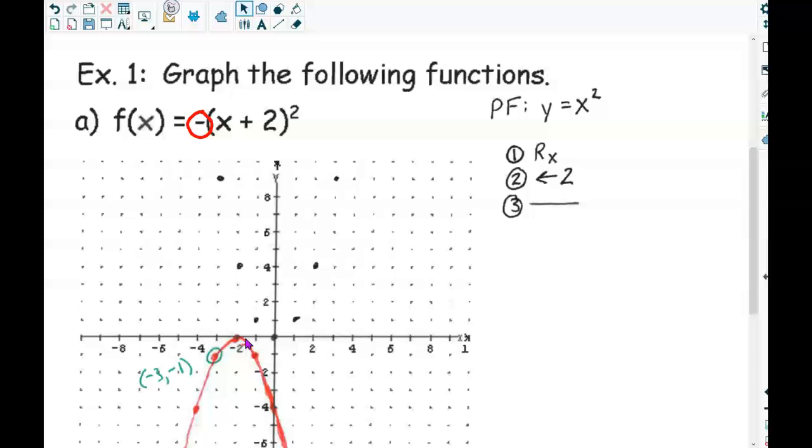Where'd it go? Is it turned on? It's dead. Okay.